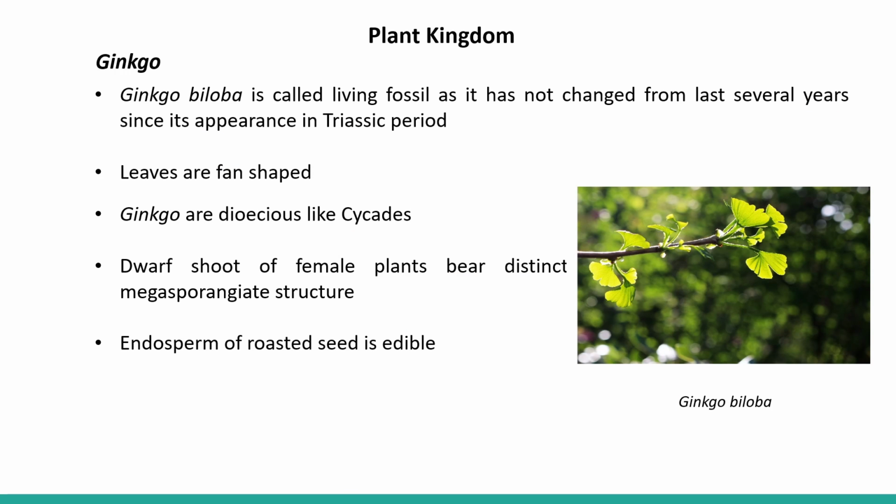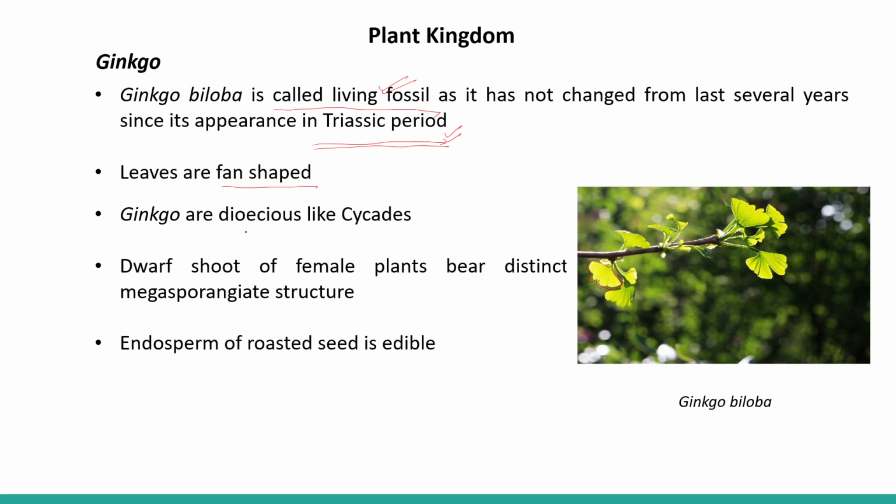The next individual is ginkgo. Ginkgo biloba is called a living fossil. This is very, very important from the examination point of view. It is called a living fossil as it has had no change over several years since it appeared in the Triassic period. How it appeared in the Triassic period, it appears even today. That is why it is called a living fossil. Leaves are fan shaped. This is very important, fan shaped leaves.